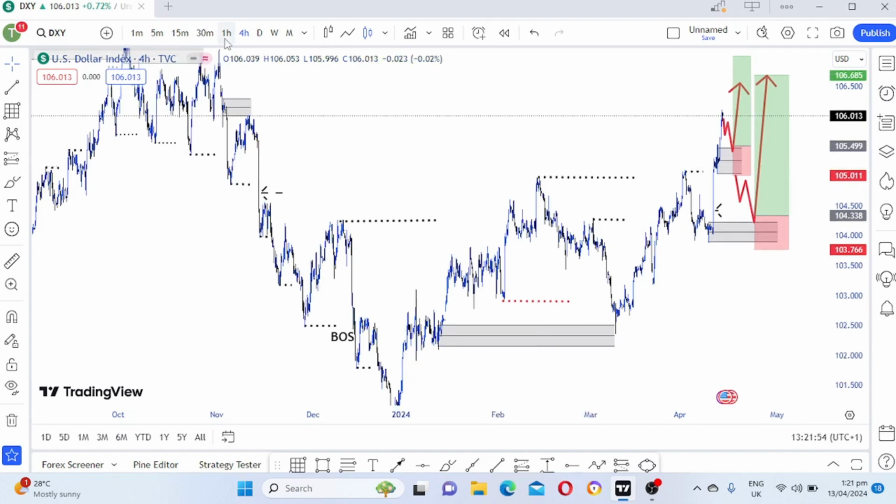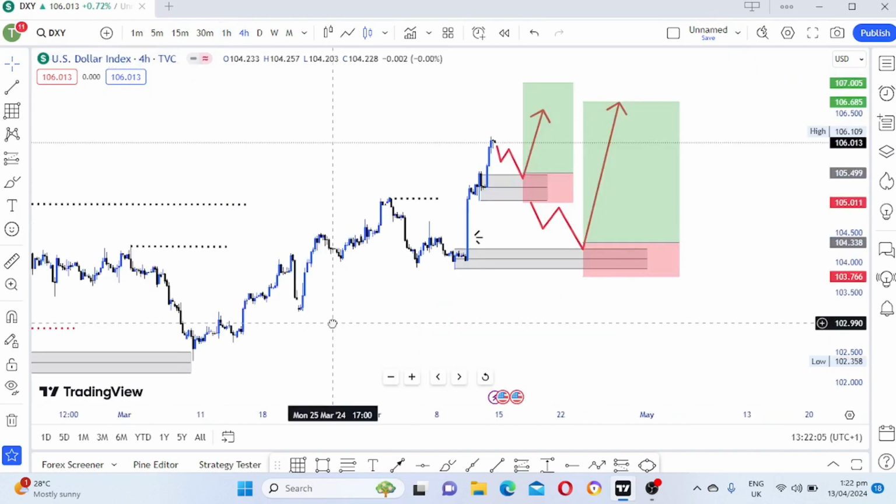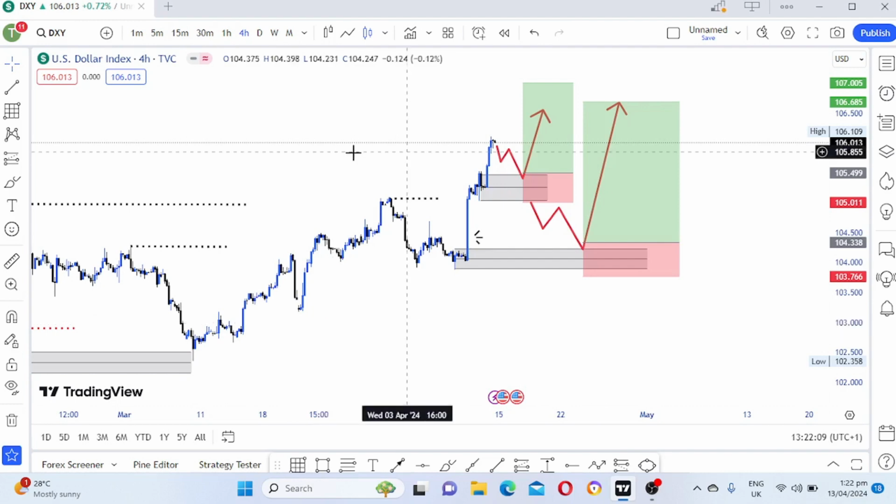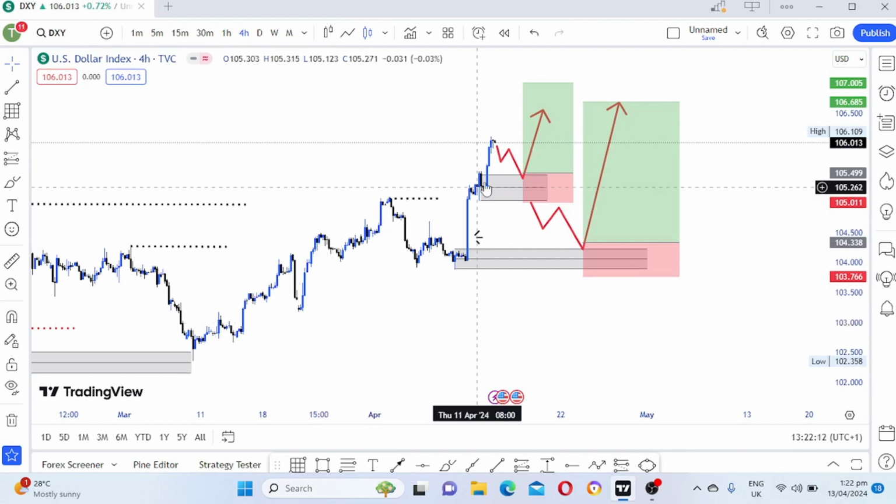Now as you can see, guys, we have a break of structure to the upside. We are expecting now where we draw our first supply zone here. That is where we draw our first supply zone. This is our first supply zone that the price could react from. So this is where price would react and buy.